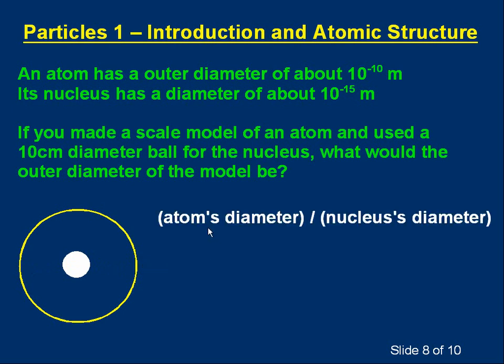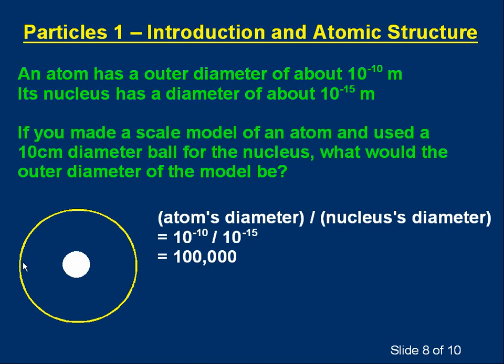Let's look at the ratio of the atom's diameter to the nucleus's diameter. So how many times is the atom's diameter bigger than the nucleus's diameter? The answer is 10 to the minus 10 is the atom's diameter in meters, divided by 10 to the minus 15, which is the nucleus's diameter in meters. And I hope you can do that in your head. It's 10 to the power 5, which is 100,000.